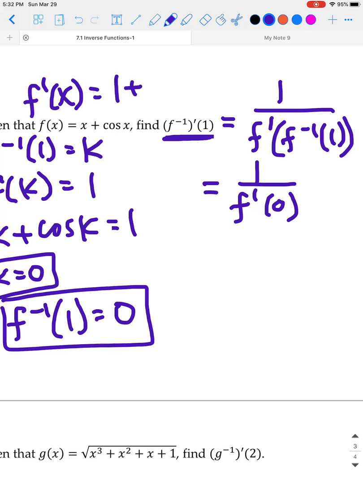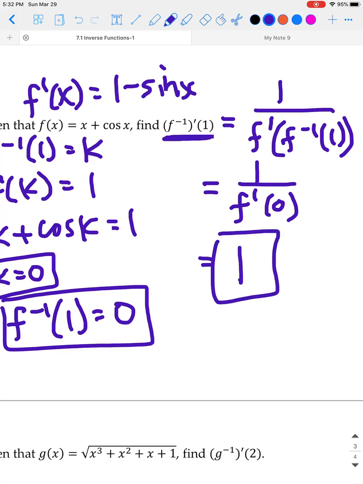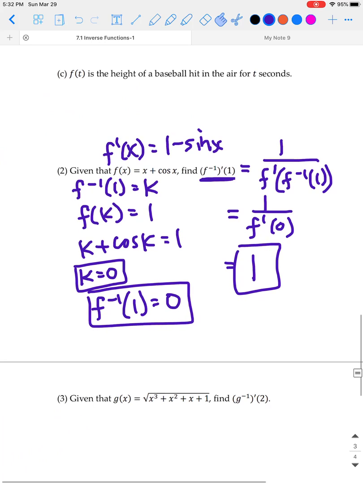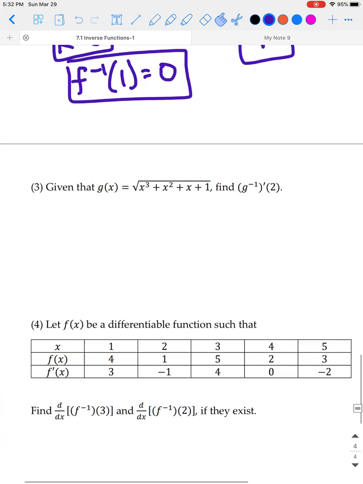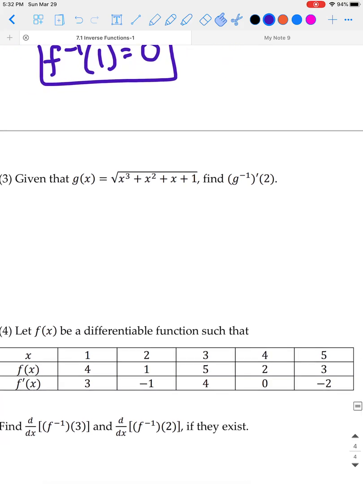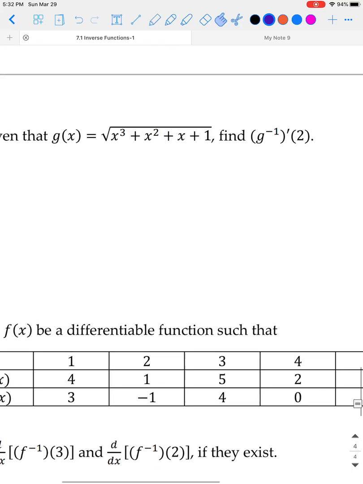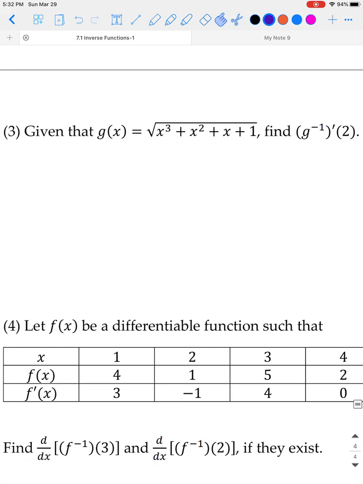So the question now is, what's f prime of 0? So f prime of x is equal to 1 minus sine x. So then f prime of 0 is going to equal 1 minus 0, which is 1. So the derivative of my inverse function at 1 is 1. All right, so for number 3, go ahead and pause the video, give it a try on your own, and then we'll come back together and solve it together.